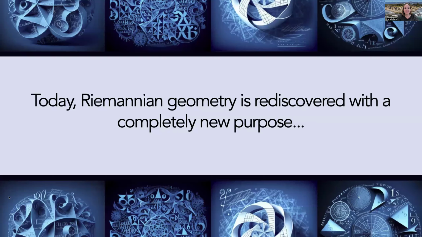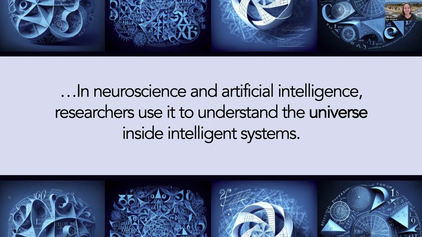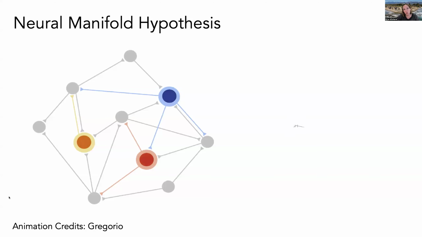But interestingly, today, Riemannian geometry is being rediscovered with a completely new purpose, which is that in neuroscience and artificial intelligence alike, researchers now use Riemannian geometry to understand the universe inside us, inside intelligent systems, both natural intelligence systems or artificial intelligence systems. So how can the same mathematical theory describe both the outer universe and the world inside us? That's where the neural manifold hypothesis enters the picture.